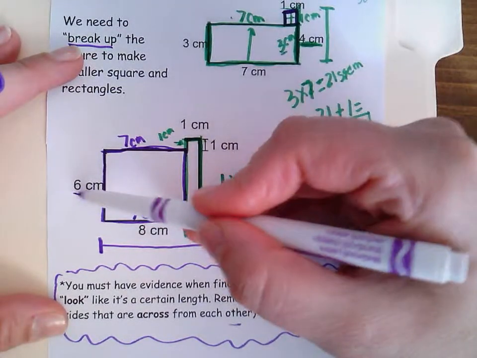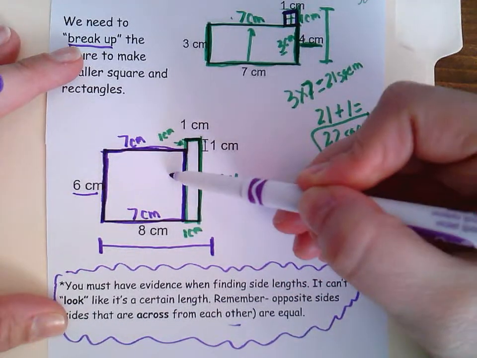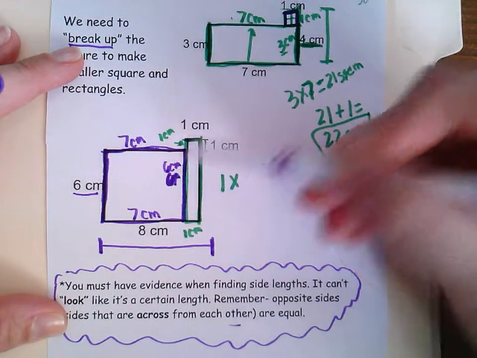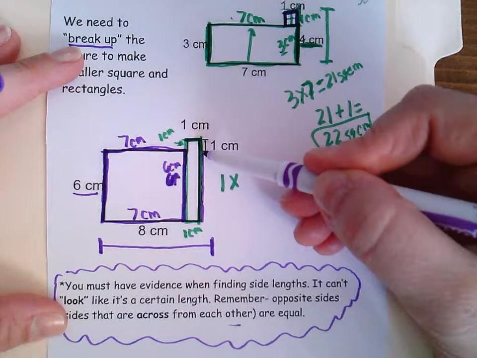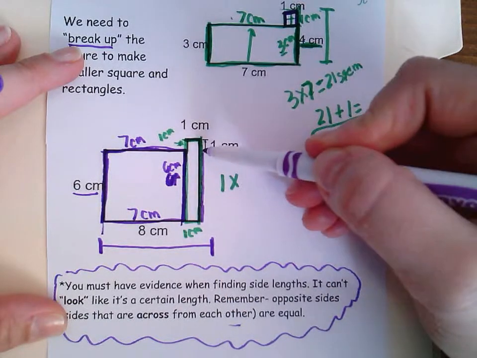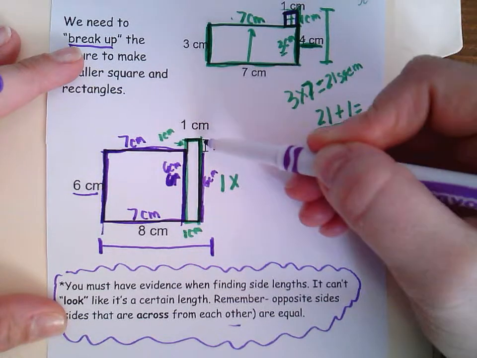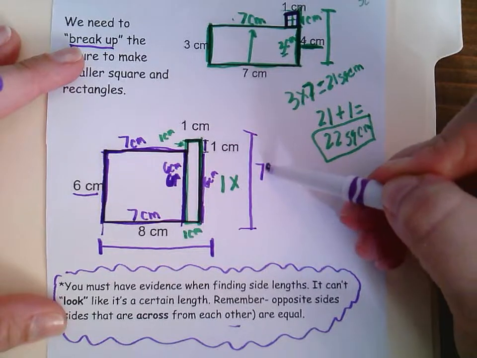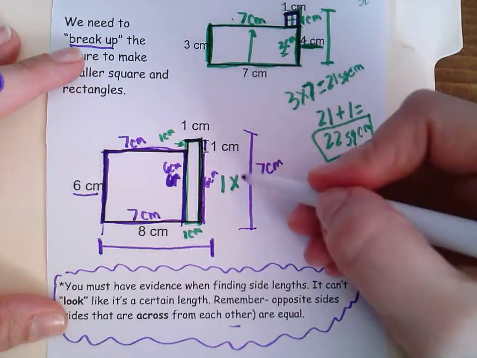Let's look at the 6. If I know that this piece is 6 centimeters, then I know straight across matching up is also going to be 6 centimeters. Now I'm looking here, I still don't have this piece right here. But when I look across and I see that this is 6, this is 6, this piece must also be 6 centimeters. If this piece is 1 and this piece is 6, then this whole piece must be 7 centimeters. So now I have this piece here is 1, this whole piece is 7.